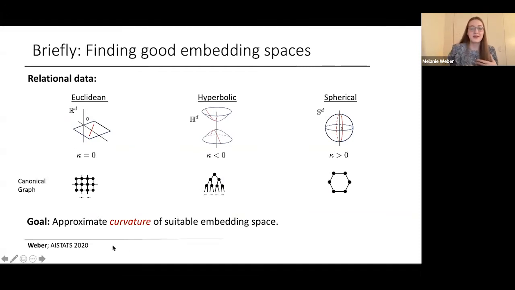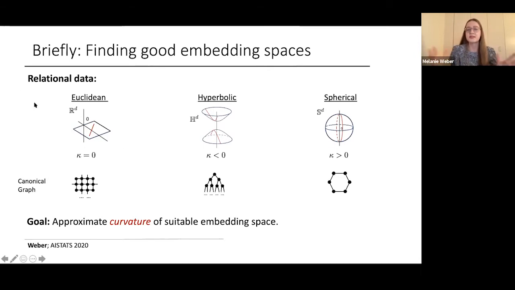One of my recent papers has looked at identifying good representation spaces, so understanding the geometry of our data and connecting that to the geometry of potential embedding spaces and finding a good alignment there. We focus on relational data, so we have a data set where we have access to a similarity measure, so we can measure similarities between data points. Such data structures we can, for instance, represent in a graph.